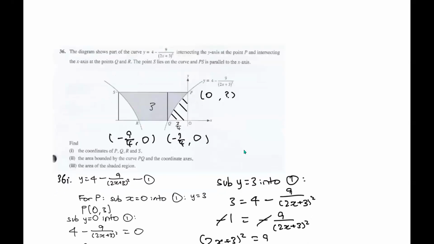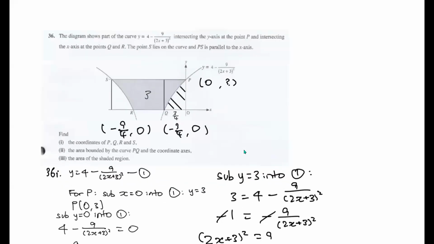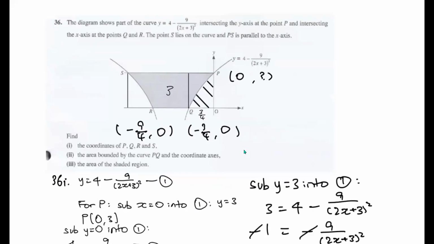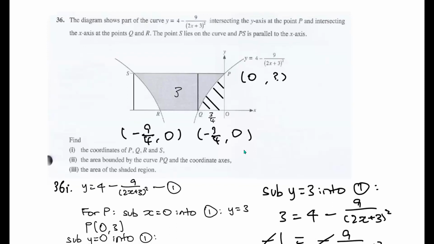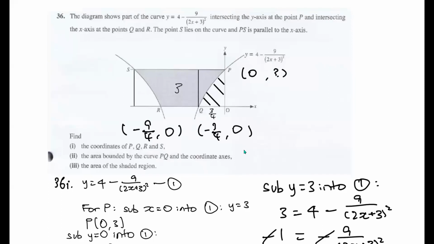36 to 40. Let's see. So you got question 36. The diagram shows part of the curve y equals to something, intersecting the y-axis at the point P and intersecting the x-axis at the points Q and R. Point S lies on the curve and PS is parallel to the x-axis. Find the coordinates of P, Q, R, and S. Part 2, area bounded by the curve PQ and the coordinate axis, and then part 3, area of a shaded region. Okay, let's go. So you have equation 1.